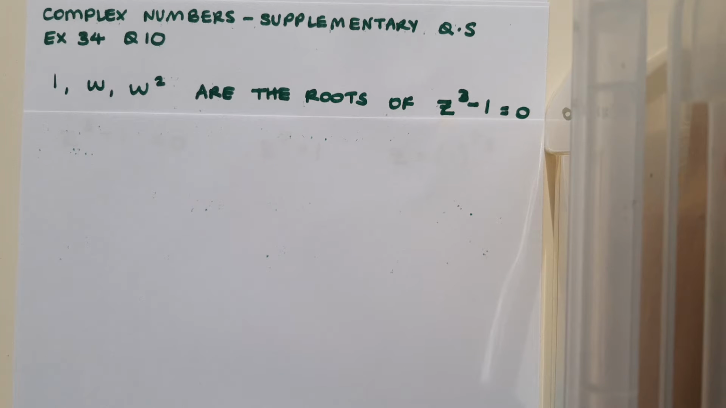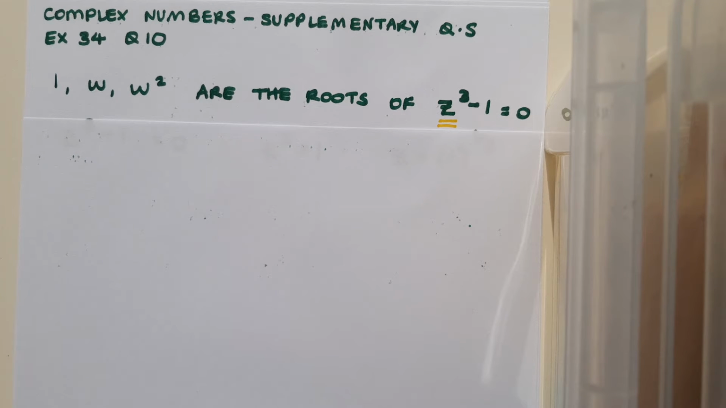This video is about the worksheet of supplementary questions that you got for complex numbers, specifically exercise 34, question 10. In this question, we're told that 1, w and w squared are the roots of z cubed minus 1 equals 0. So since we're talking about the roots of this equation, we're really going to be dealing with what z is equal to. So we need to start off by solving for z.